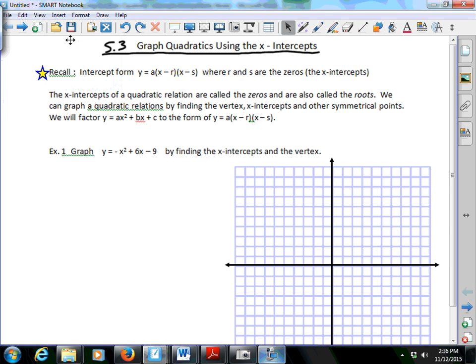So we continue on with graphing quadratics using the x-intercepts. We found the x-intercepts before, when you were solving for x. Now we're going to translate that into graphs.